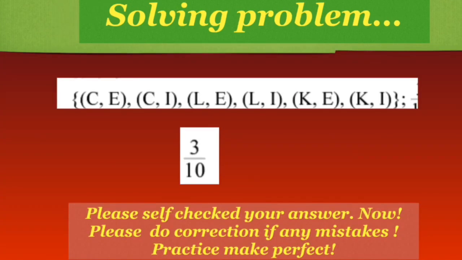So this is the answer for question number 4. Did you list out the events? Please list out accordingly. (C, E), (C, I), (L, E), (L, I), (K, E), (K, I). And the probability value is 3 over 10 or 0.3. Okay, can all get the answer or not? Good.